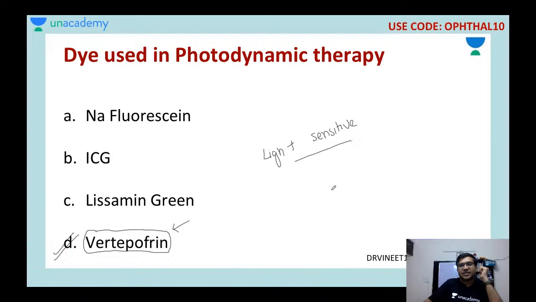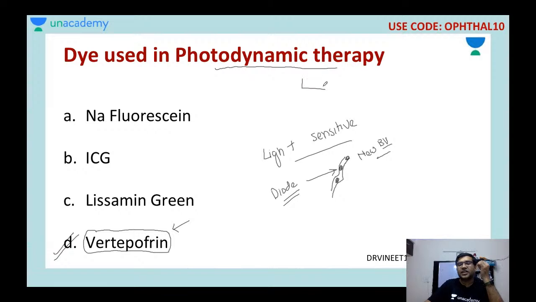Now this light sensitive dye basically accumulates in the blood vessels. It accumulates in the blood vessels, and these are the new blood vessels. They get visualized, and when we do a fundus photograph of this patient, we can selectively coagulate these vessels with the diode laser. Okay, this is the principle of photodynamic therapy.